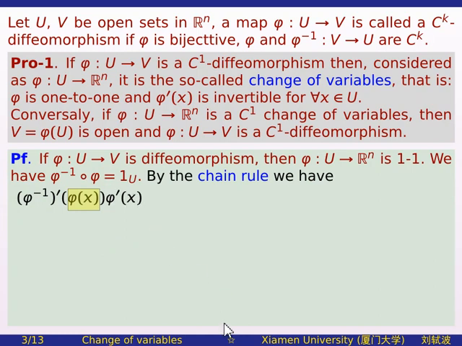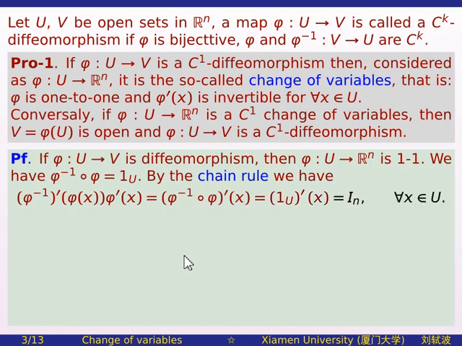Applying the chain rule, the derivative of the inverse map at phi(x) multiplied by the derivative of phi at x. Both of these are matrices: this is the derivative matrix of phi inverse at phi(x), and this is the derivative matrix of phi at x. By the chain rule, this matrix multiplication is precisely the derivative of the composition map at x. But the composition is the identity map in U. Obviously, as an identity map, its derivative at any point is the identity matrix, the n by n identity matrix. So we have this matrix equality.